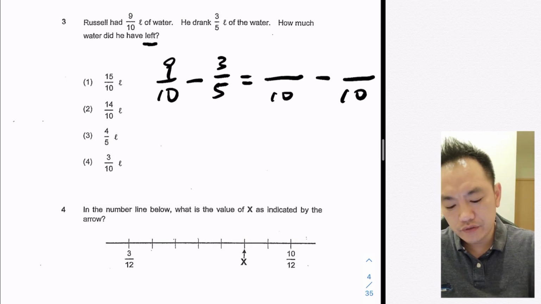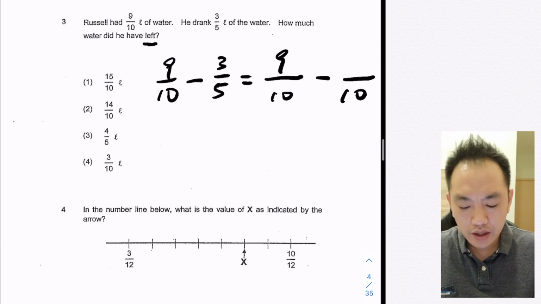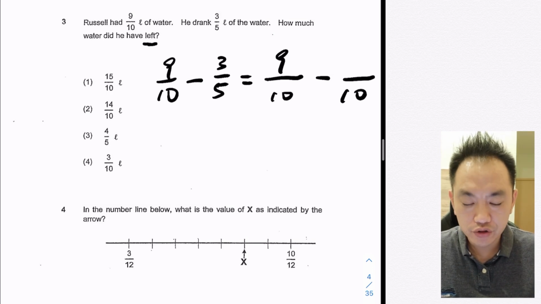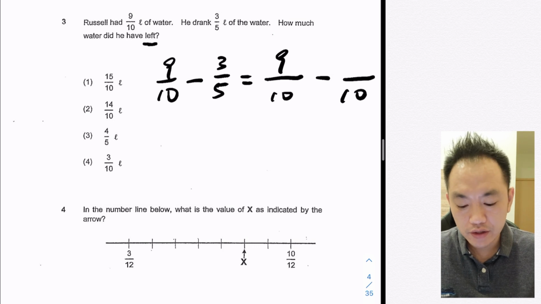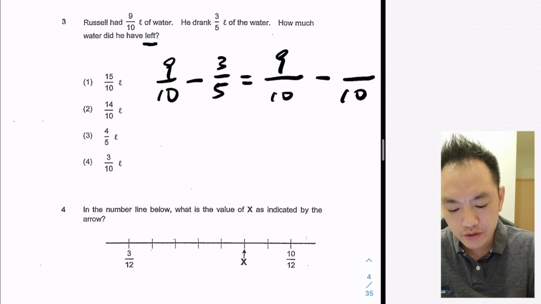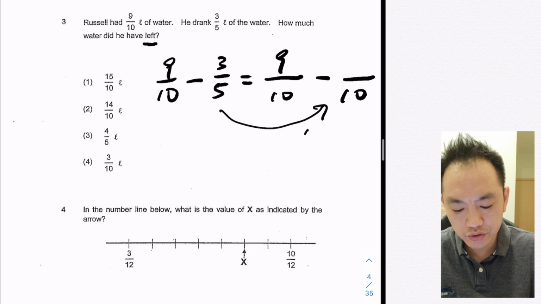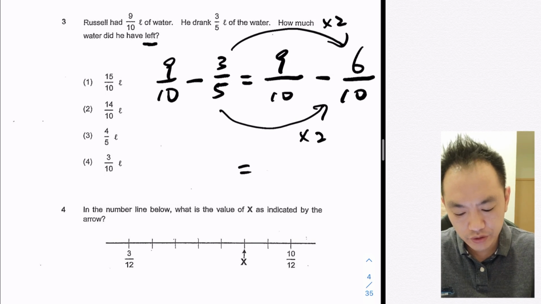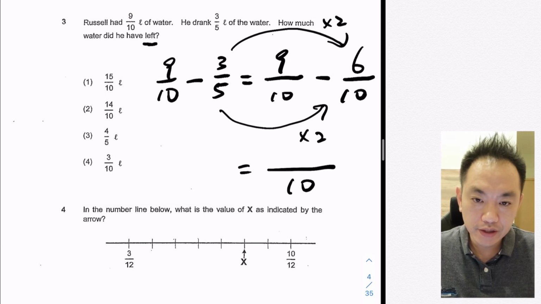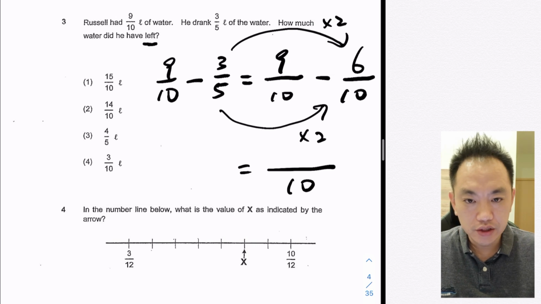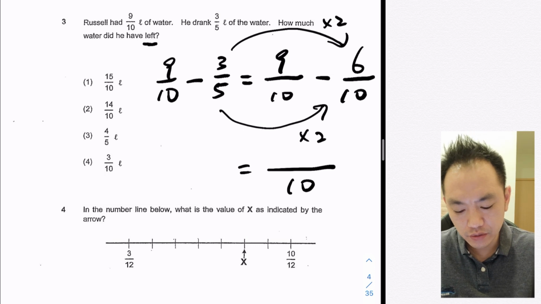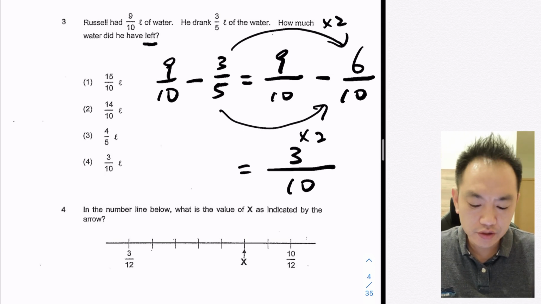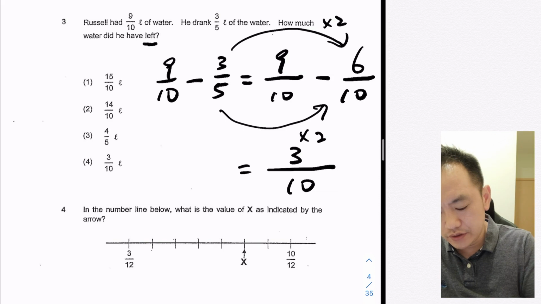So 9 out of 10, you leave it as it is. And then 3 out of 5, change to something over 10. So from 5 to 10, you need to times 2. So you do the same thing on the top: 3 times 2, which is 6. Then the bottom will remain the same, 10. And then you do the addition or subtraction at the top. So in this case, it is 9 minus 6, which is 3. So the answer is 3 out of 10. So the answer is 4.